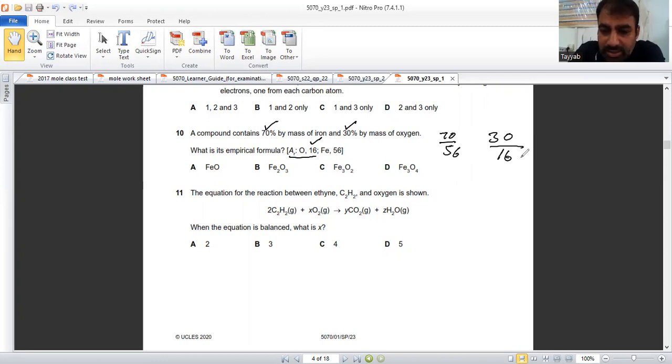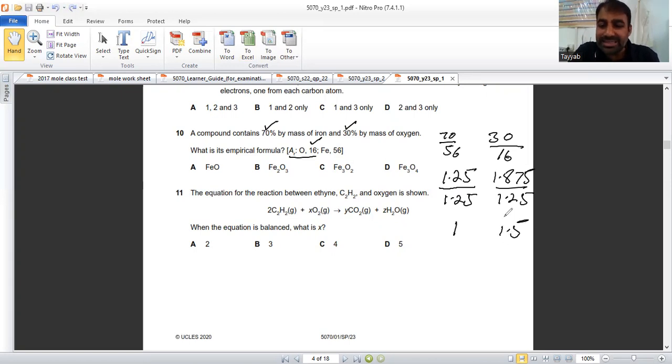So AR is 16. If we calculate it, it becomes 1.25 and around 1.875. Okay, now we will take the smaller answer to find the ratio between these two atoms, or if three atoms. In this case, there are just two atoms, 1.25 and this is 1.25. It becomes 1 and it is 1.5. So it is not a whole number.